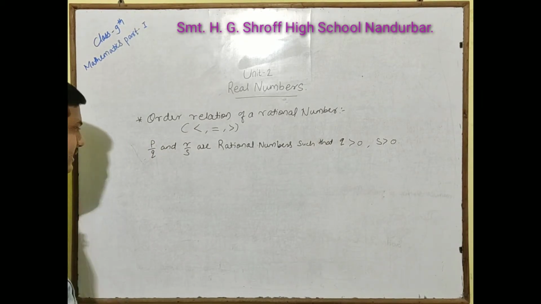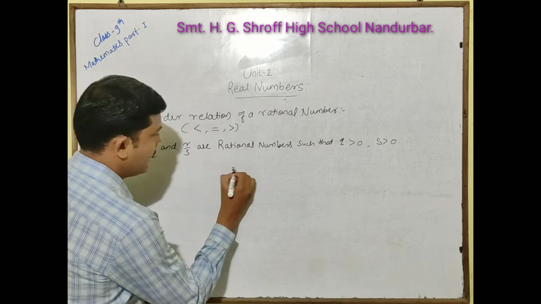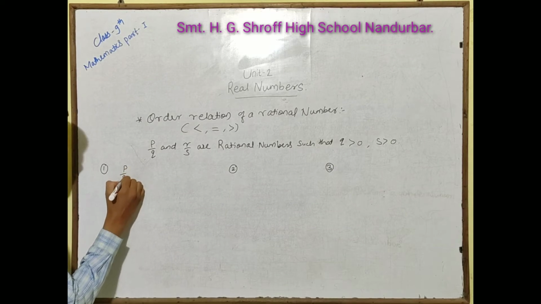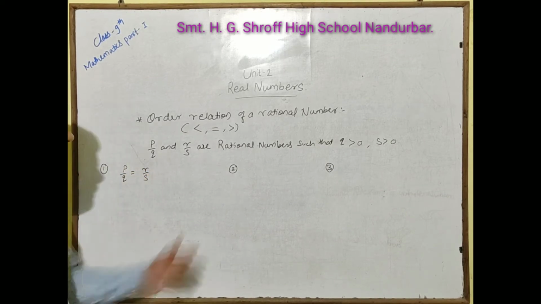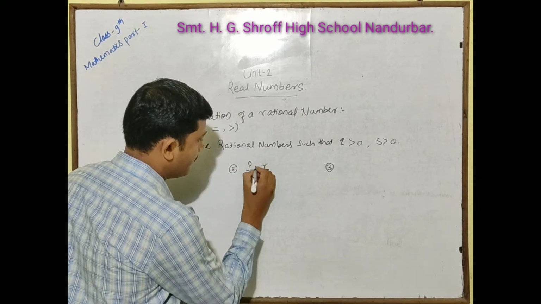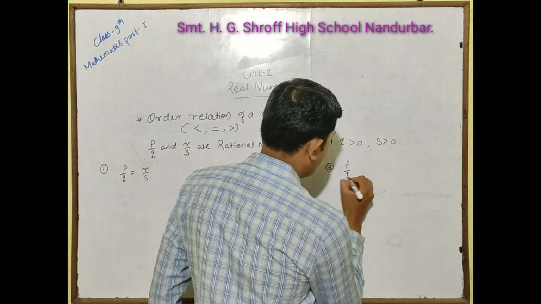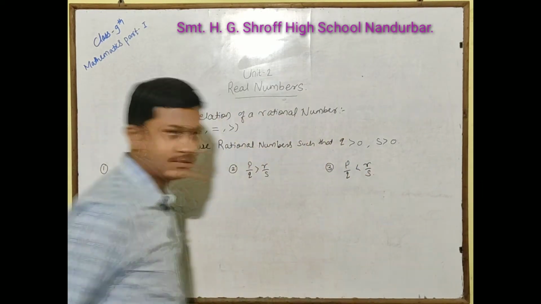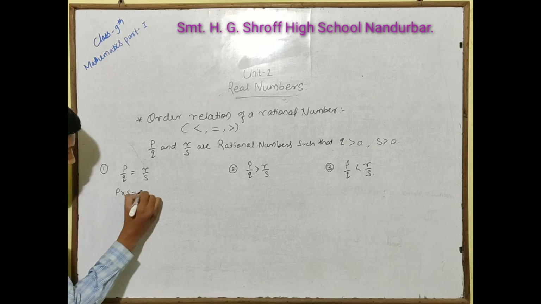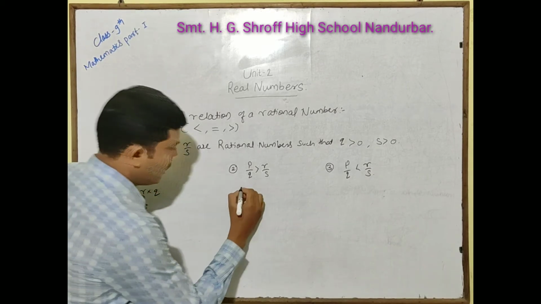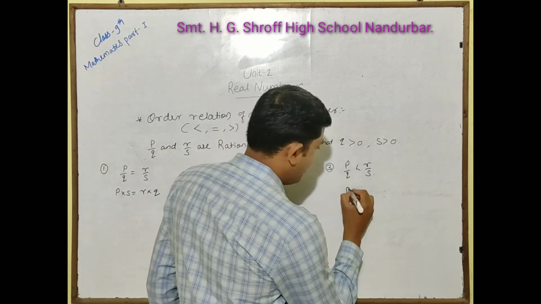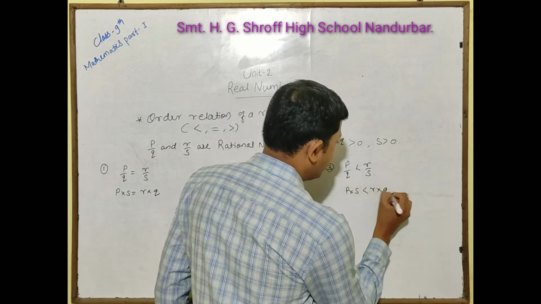What should be the three conditions? First one is: if p upon q equal to r upon s. Second one, p upon q is greater than r upon s. Third, p upon q is less than r upon s. If we take the cross multiplication, we get p into s equal to r into q, p into s is greater than r into q, and p into s is less than r into q.